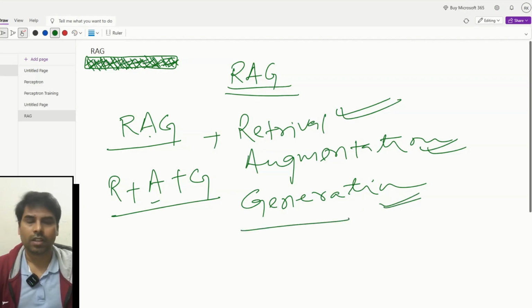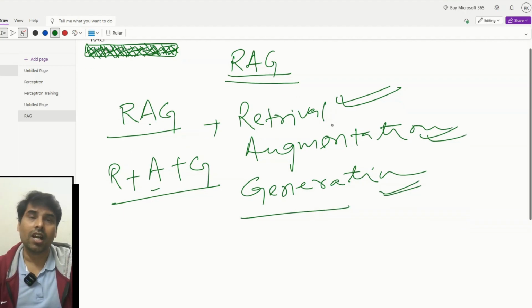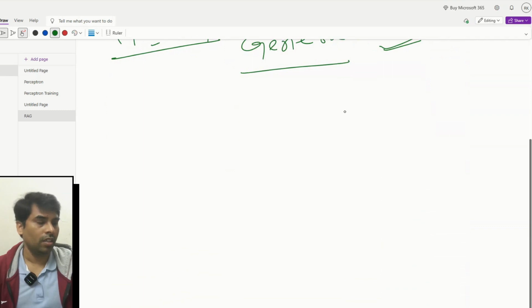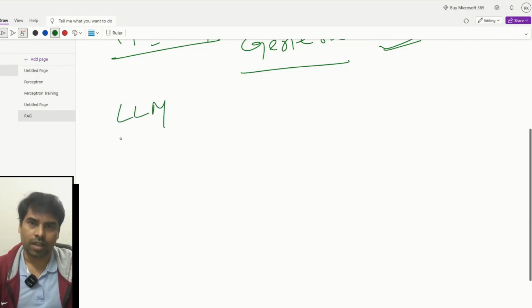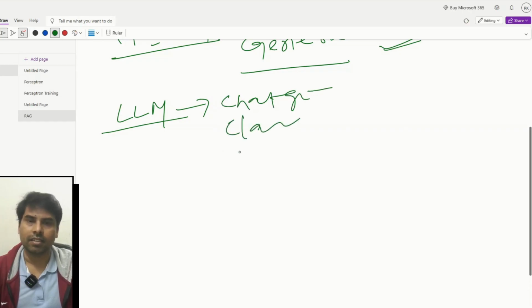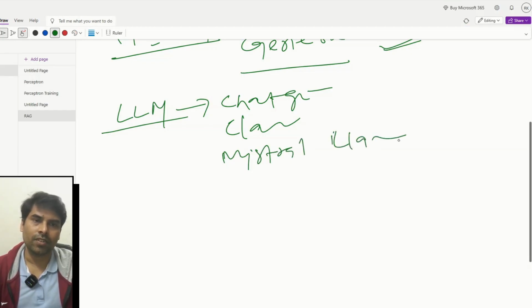There are three steps. Okay, so if you really want to understand how RAG works, first you have to understand how the LLM works. I mean, large language model. Like if you have heard about OpenAI, for example ChatGPT, right? Like Claude, like Mistral, like Meta's Llama. These are the different LLMs.